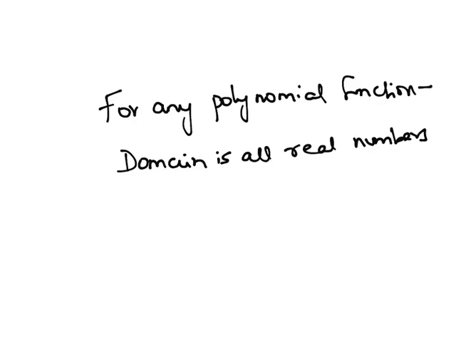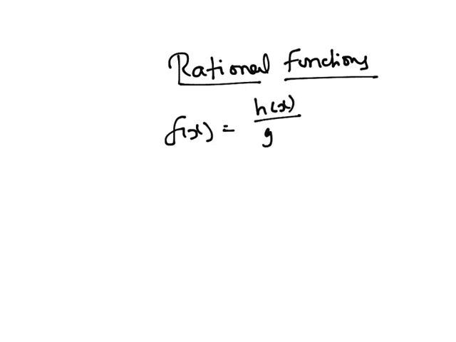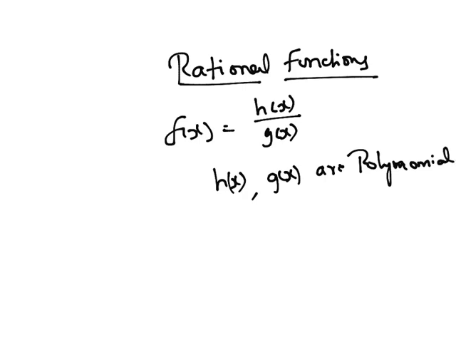So let me give you different types of functions. Let us go to rational functions. Now you may ask me, what is a rational function, sir? For example, any function that can be written in the form h of x by g of x, where h of x and g of x are polynomials, then it is a rational function.